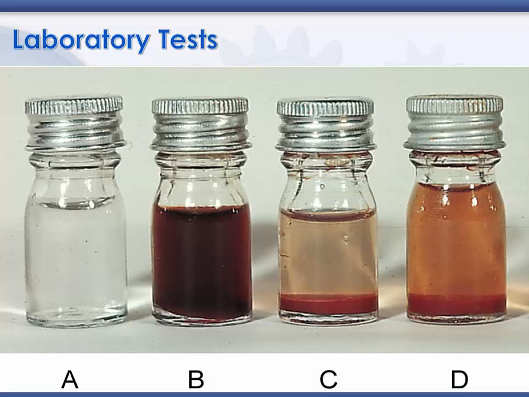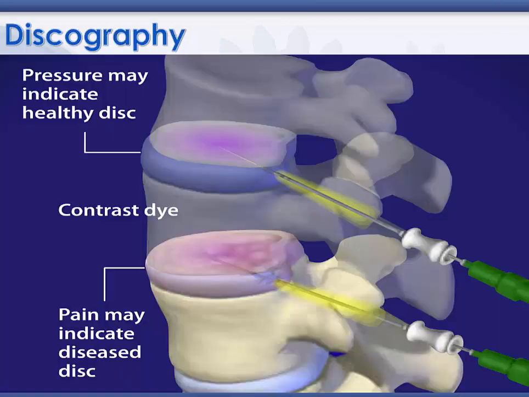Here I wanted to show the colors of cerebral spinal fluid. A would be clear. B is hemorrhaging. There's bleeding in the CSF. Yellow means that bilirubin is present. There is a breakdown of red blood cell parts. And then D, pink, red, or orange means that red blood cells are present.